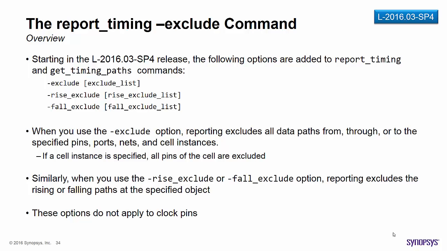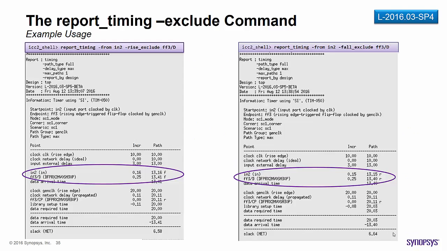Similarly, when you use the rise exclude or fall exclude option, reporting excludes the rising or falling paths at the specified object. All these options do not apply to clock pins. Here are examples with rise exclude and fall exclude. You can see the timing report with into falling edge and into rising edge respectively.